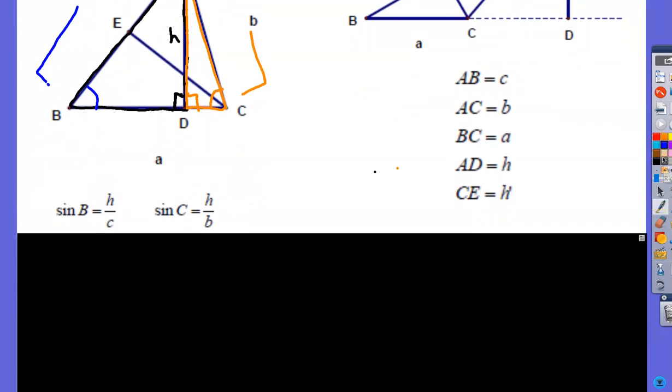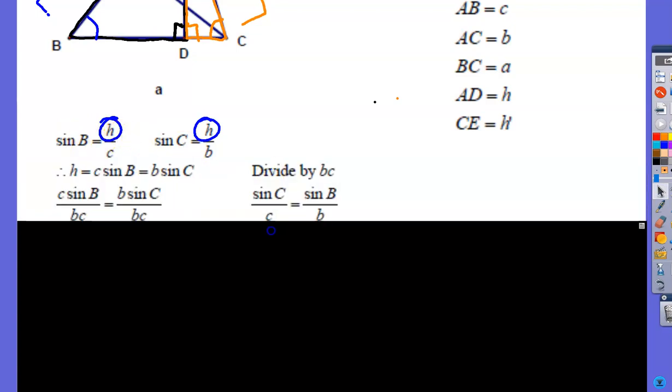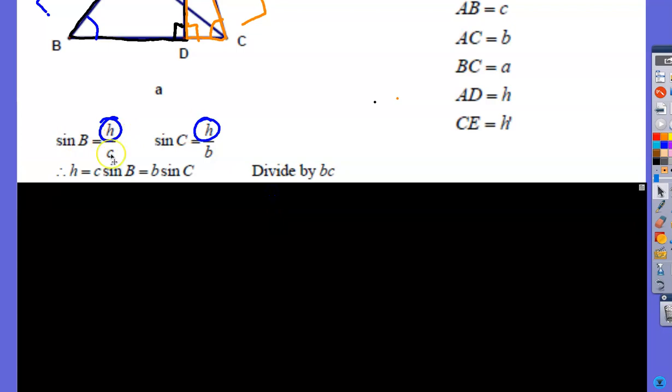What we notice here is that we have the same variable in both equations. This is a lot like that problem we did at the end of the last video. If you have the same variable in both equations, you can eliminate that variable. So I'm going to multiply by the denominator in both, and I can then set them equal to each other because they'll both be equal to h. If I multiplied by c, I'd get c sine B equals h, and also if I multiplied by b, I'd get b sine C equals h. So both of these things are h, which means I can set them equal to each other.